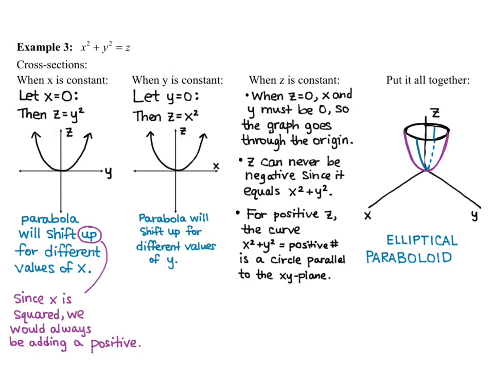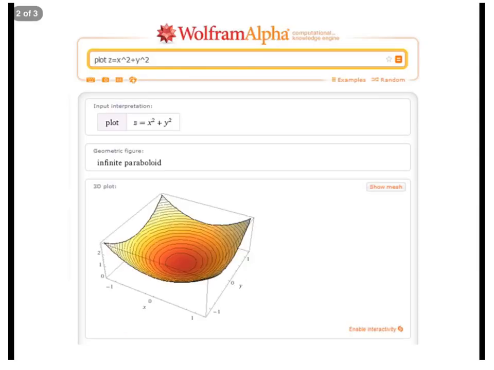Now, what I'd like to show you is how to use some technology to do your 3D graphs. What I'm going to use is Wolfram Alpha, which you can get to by going to, if you just Google Wolfram Alpha, it will come up with this website. And what I'm going to do is I'm just going to type in plot and then my equation, z equals x squared plus y squared. And then once I press the equals key, it plots the graph for me.